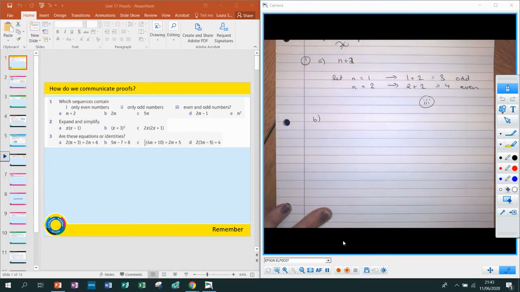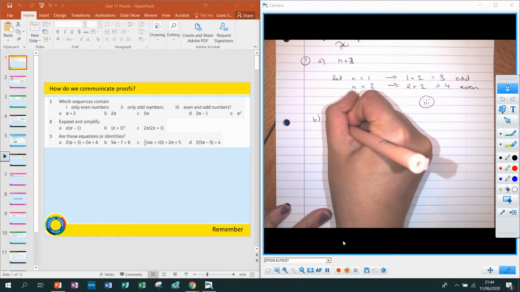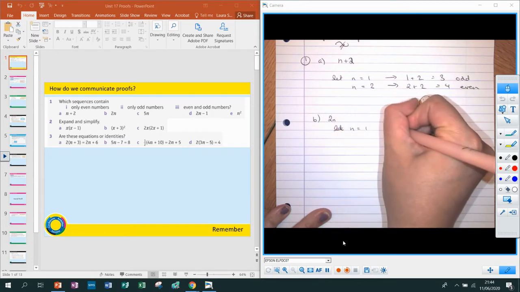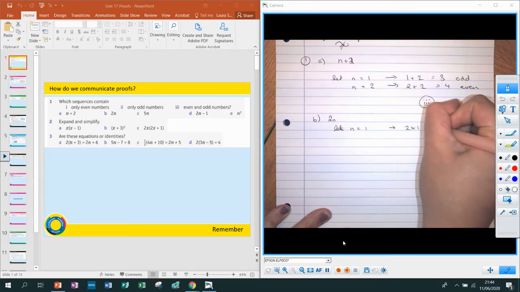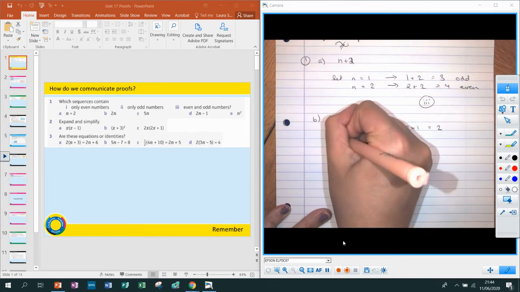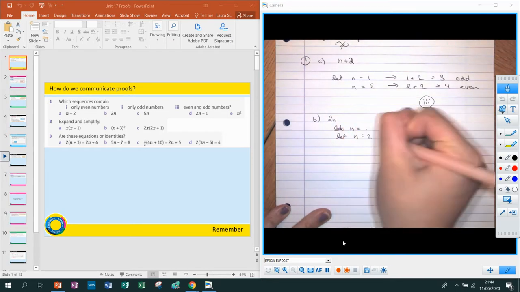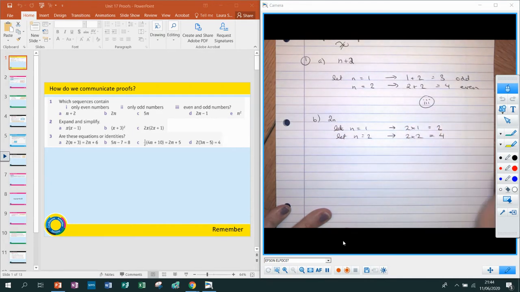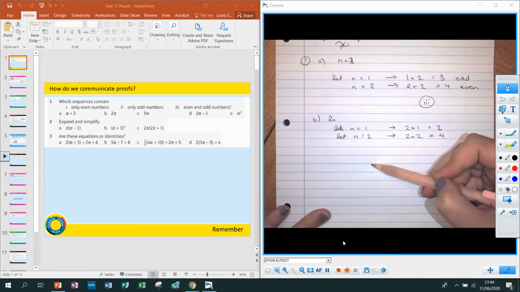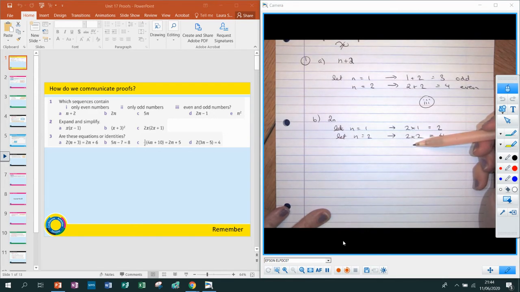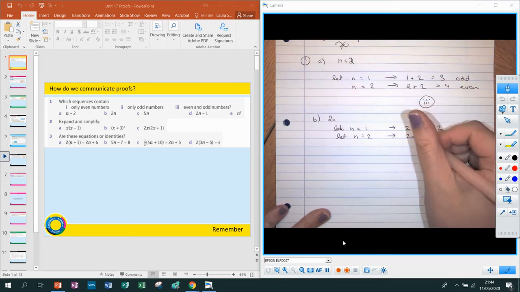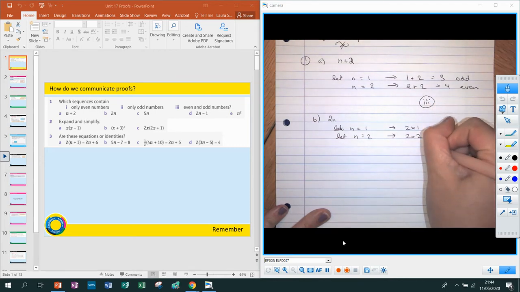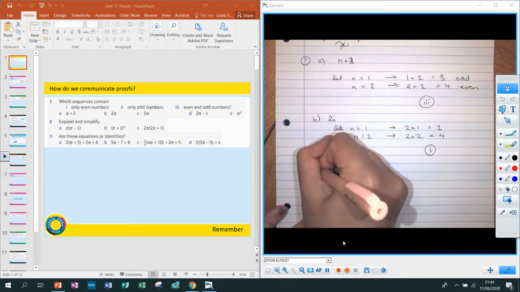For part B, we have 2n. If we let n equal 1, then we would get 2 times 1, which is 2. And if we let n equal 2, then we would get 2 times 2, which is 4. And it doesn't matter what n equals, because if we multiply it by 2, we know it's divisible by 2, which means it will be an even number. So our answer to this one would be that it was only even.